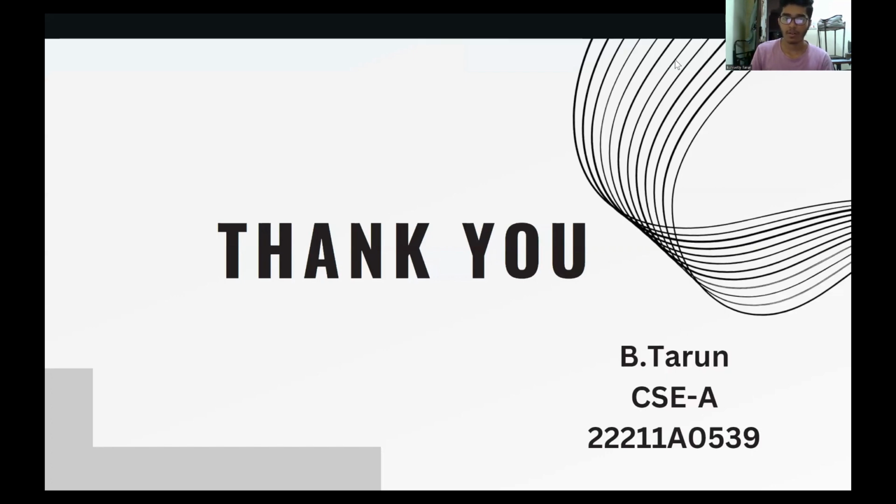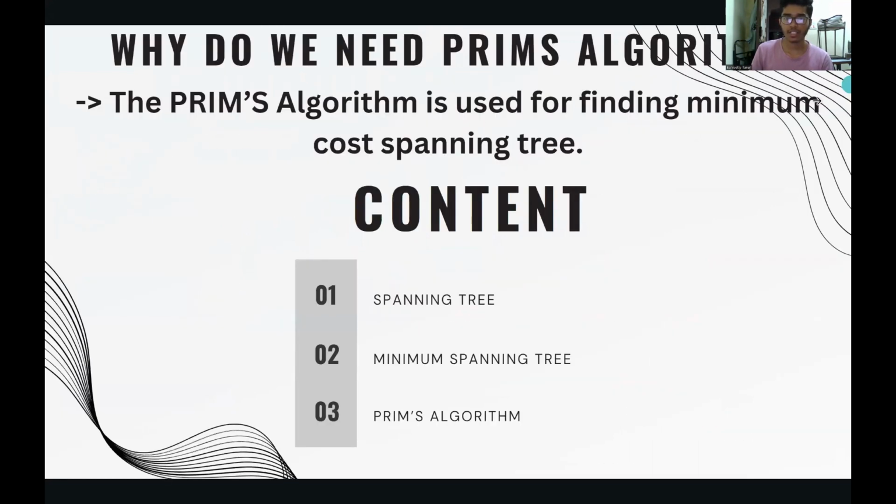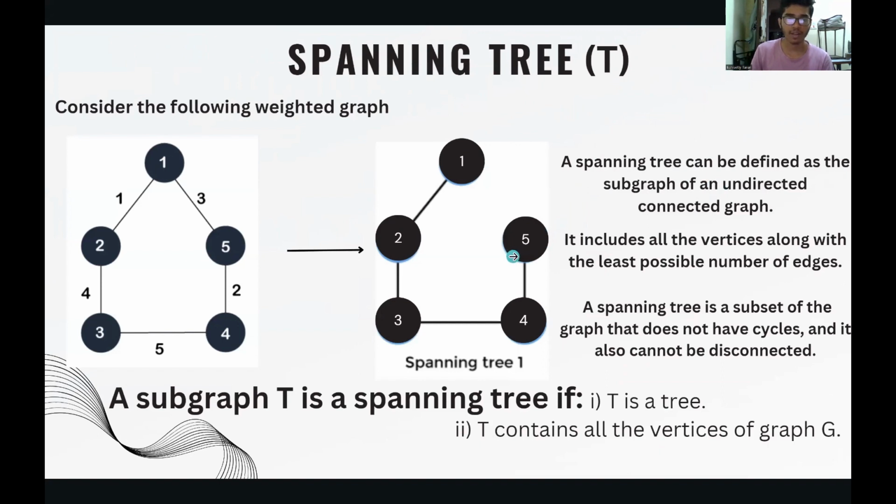Let me quickly recap what I have explained in this video. First, I have explained what a spanning tree is and how we can find a spanning tree from a given graph. The exact definition I have explained. It is a subgraph of a graph. It should contain all the vertices, and it should contain n minus 1 edges, where n is the number of vertices of the graph.